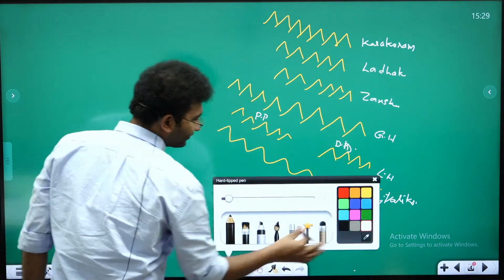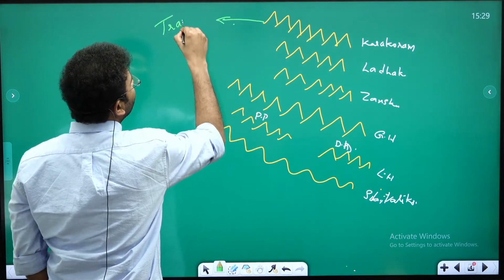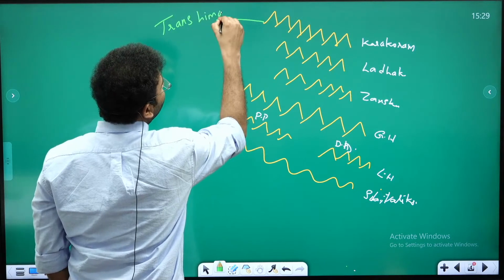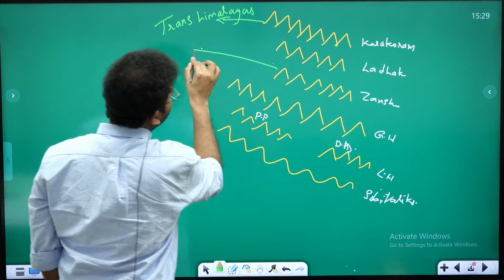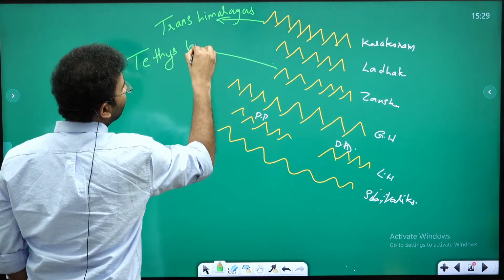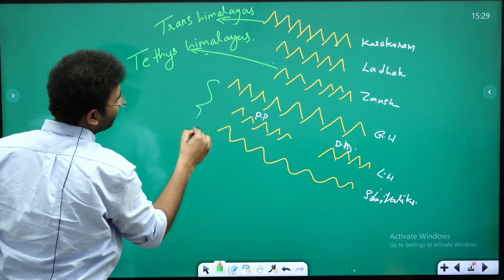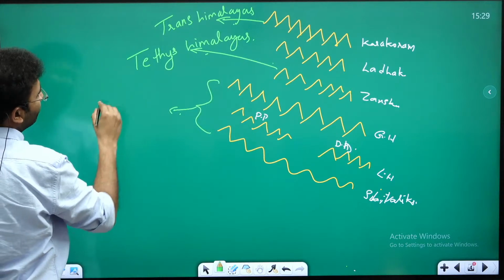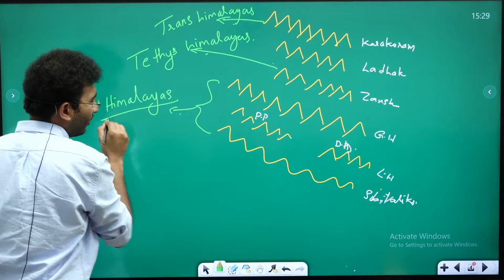Now broadly speaking, here Karakoram is considered to be Trans-Himalayas. Ladakh or Zanskar, this is called Tethys Himalayas. And these are considered to be the Himalayas. Now what is this?